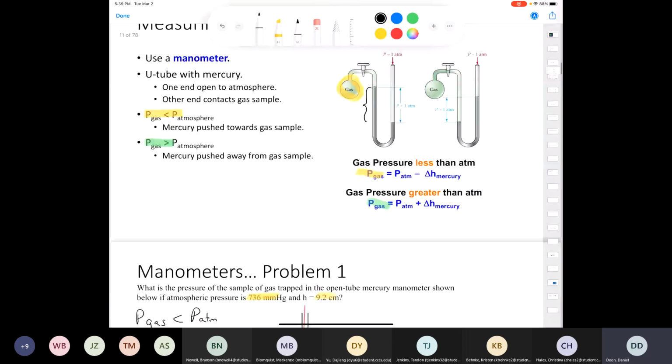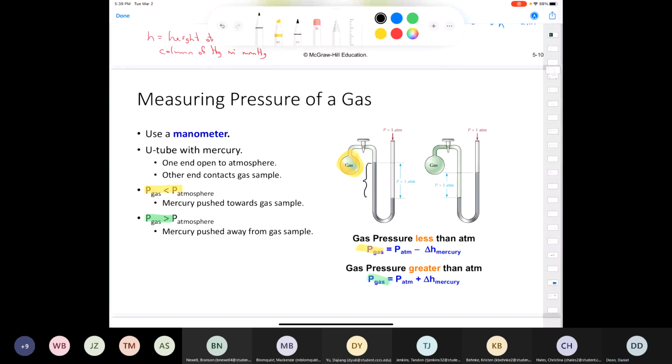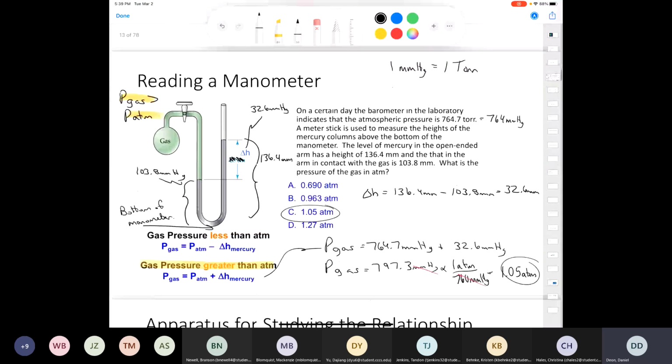All right, so again, to summarize, when the pressure of your gas is less than atmospheric pressure, what do you do? You take the atmospheric pressure and you subtract the height of the column of mercury, okay? So this delta H right here. And when the pressure of your gas is greater than atmospheric pressure, then what do you do? You take atmospheric pressure and you add the difference, the delta H, which is this right here, the difference in the height of the column of mercury. There we go. Okay, well, that summarizes manometers.